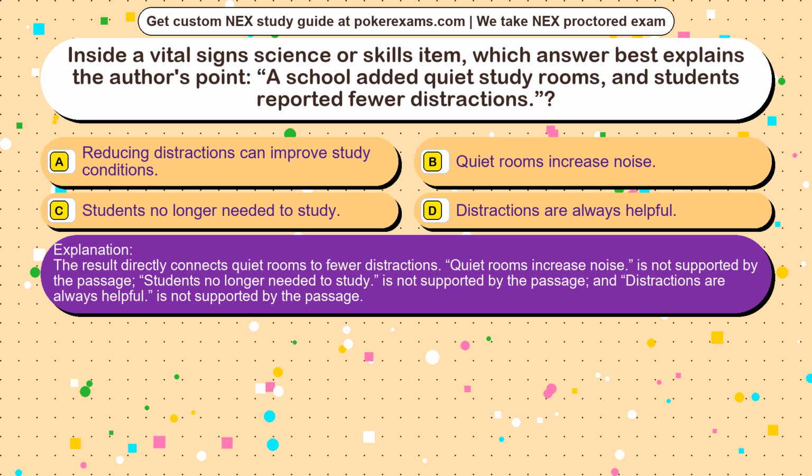The result directly connects quiet rooms to fewer distractions. Quiet rooms increase noise is not supported by the passage, students no longer needed to study is not supported by the passage, and distractions are always helpful is not supported by the passage.